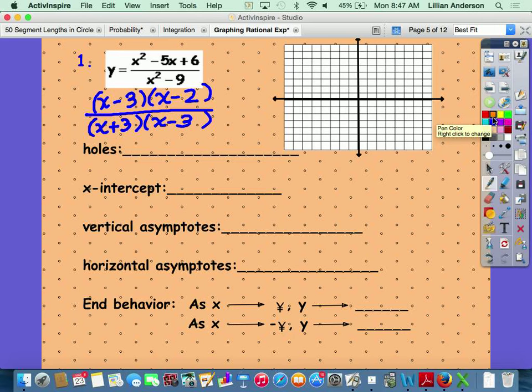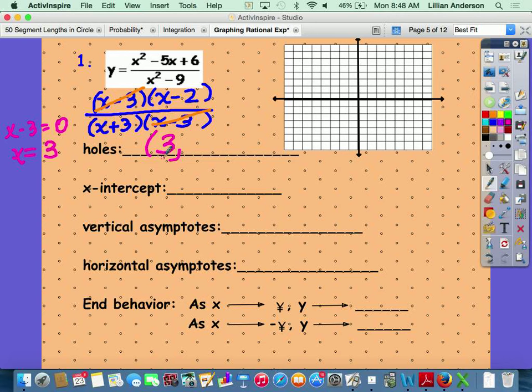Now, are there any holes? Yes. Because I can cancel out my x minus 3. That means there's a hole where that factor of x minus 3 equals 0. This is how you find the holes. So whatever factor you cancel out, you set that equal to 0 and solve. What does x equal? 3. So there's a hole that occurs at 3, comma, some number. All right?